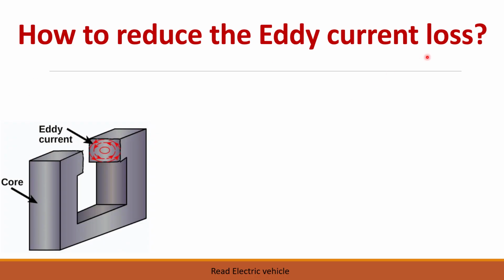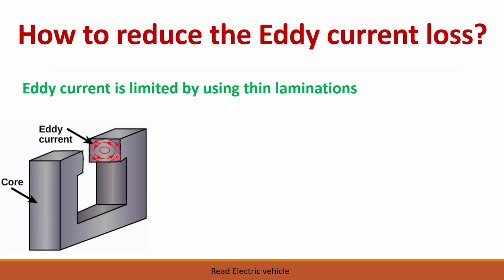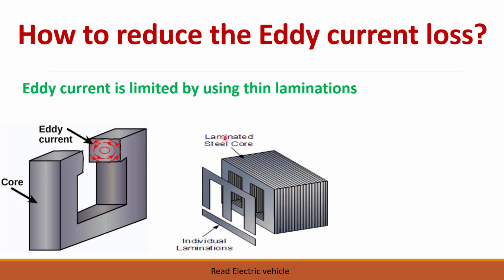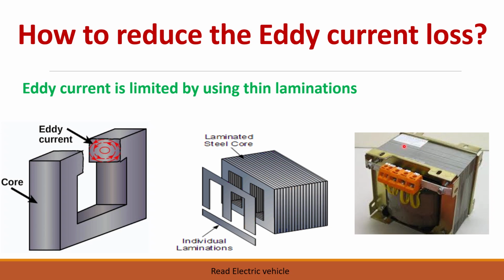How to reduce this eddy current loss? So you can see here in the core, the area is more. When area is more, the loss is more. So instead of having a single solid core, you can have a steel laminated core. That is, thin laminations will be used. You slice this into small pieces, the area is reduced, thereby we are reducing the eddy current. So finally, if you see the transformer, you can see thin laminations are there. Thin sheets will be there, and each one will be insulated from one another.